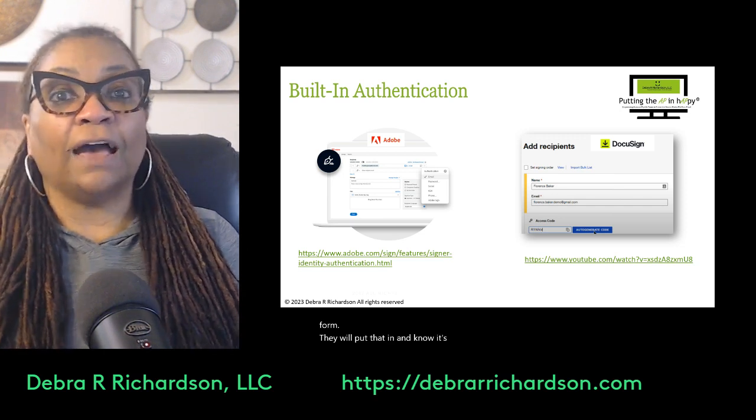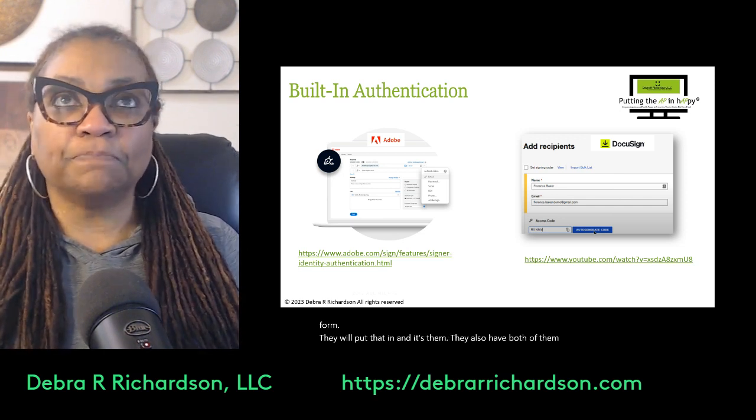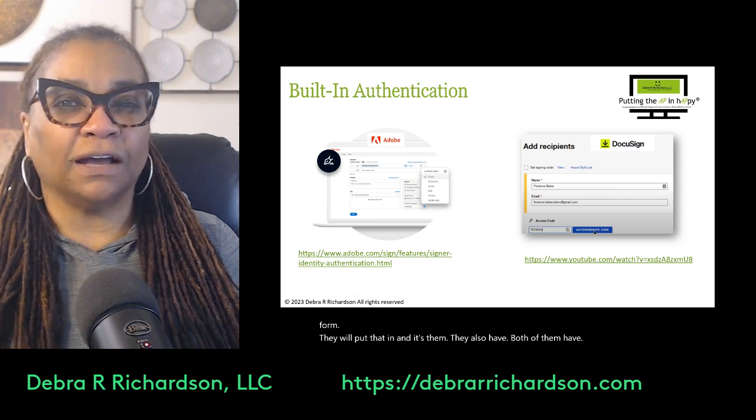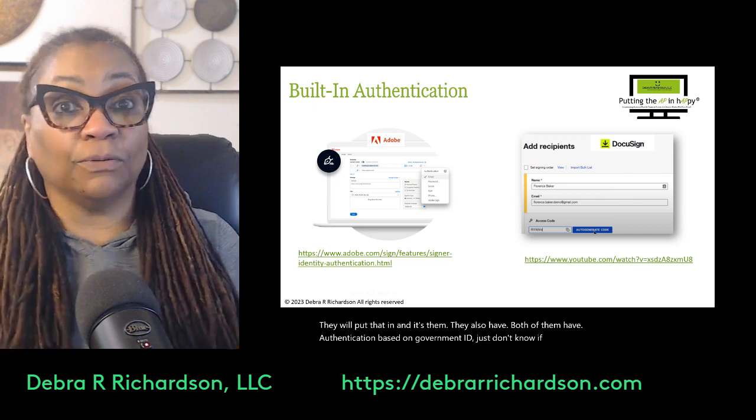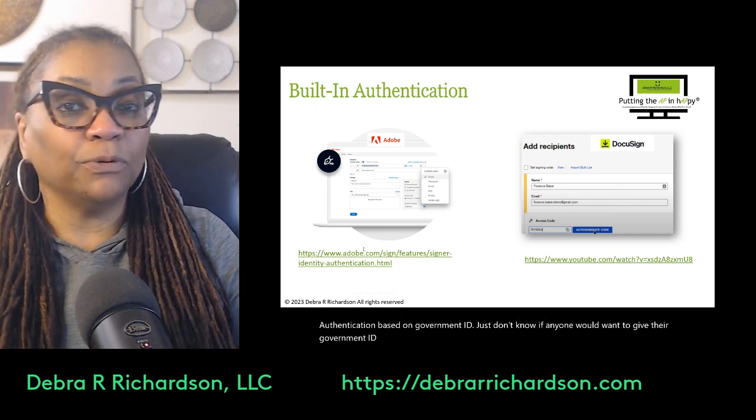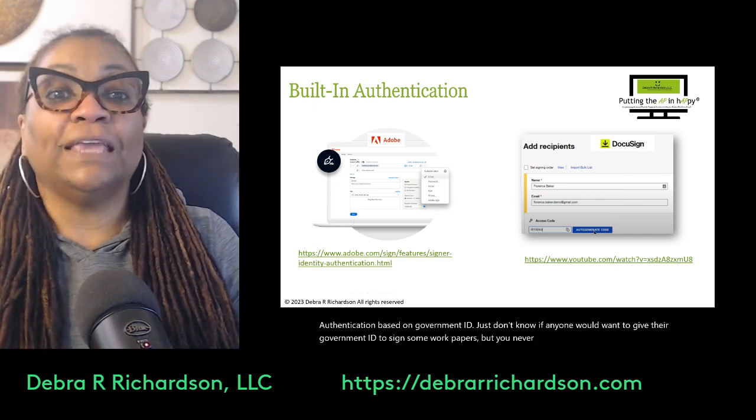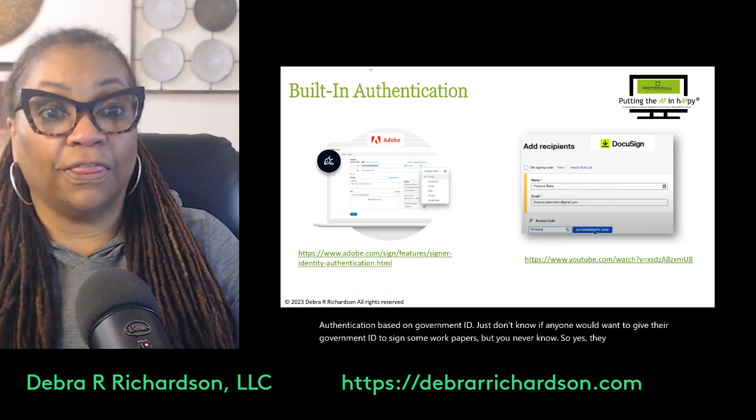They also have, both of them have authentication based on government ID. I just don't know if anyone would want to give their government ID to sign some work papers, but you never know. So yes, they do have built-in authentication.